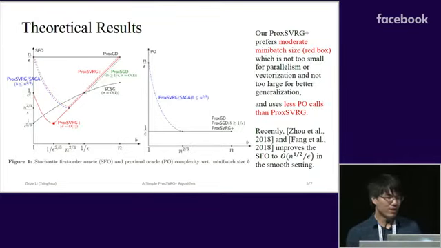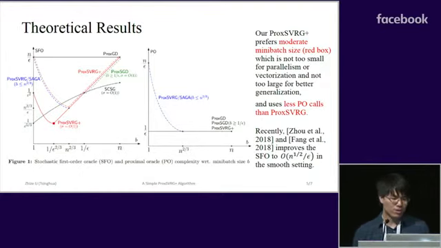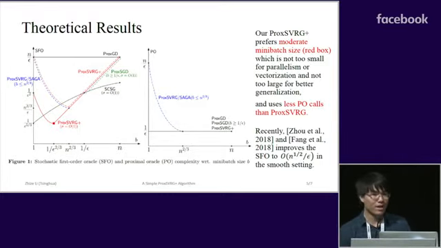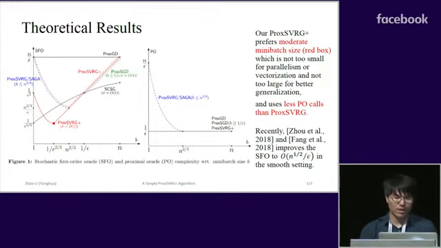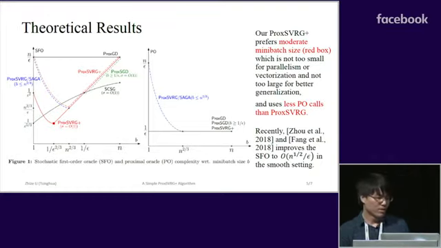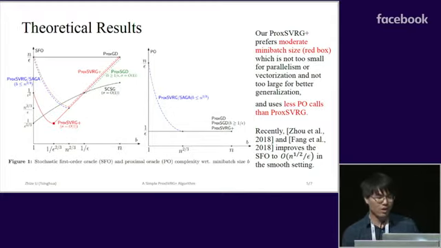While the SGD algorithm prefers much smaller minibatch size, which equals 1. And the original proximal SVRG algorithm prefers a very large minibatch size, which equals n to the 2/3. And for the right-hand figure, it shows that our algorithm uses fewer PO calls than the original proximal SVRG algorithm.